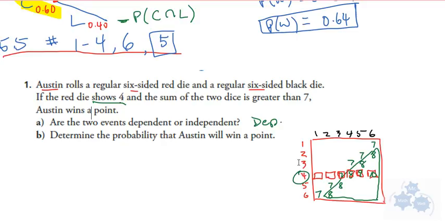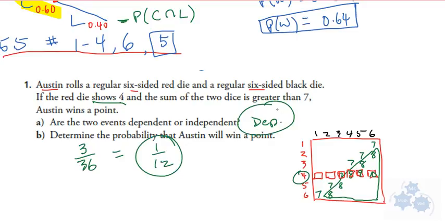So the probability that he'll win a point here is the probability that you roll a red 4 and a sum greater than 7. So that's these 3. So 3 out of 36, which is 1 out of 12. There's your answer there.